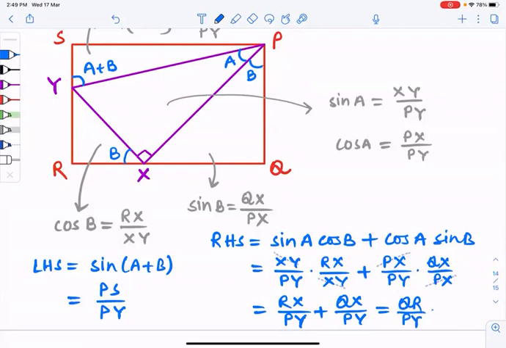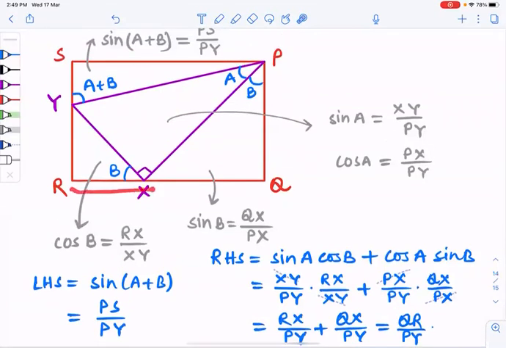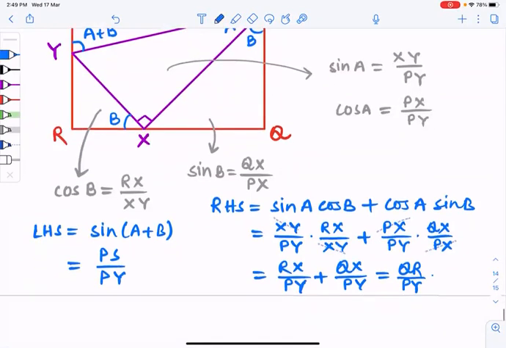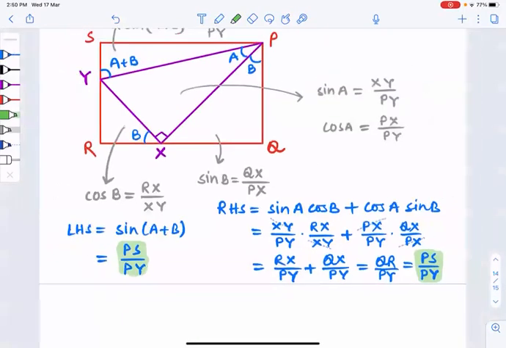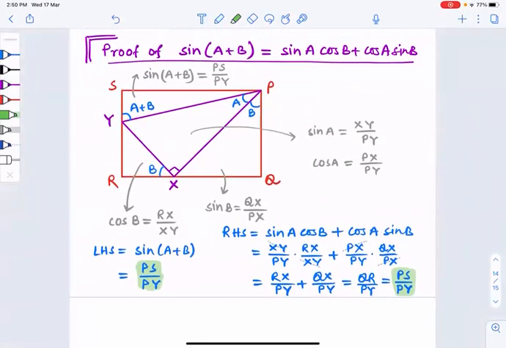What is QR? QR is this length. Since it is a rectangle, that is equal to PS. So I can write that as equal to PS by PY. Now you can look at the left hand side expression, which is PS by PY, and also the right hand side expression, PS by PY. Therefore, left hand side equal to right hand side. Hence, the result is proved.